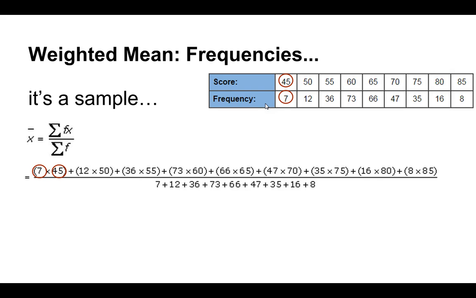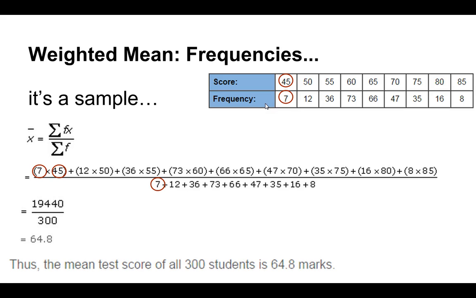We add all of those multiplications up, and then you also have to remember that you're dividing by the sum of the frequencies. So in this case, our first frequency was 7. It goes on the denominator, and then we're also going to add all the other frequencies together. In the end, we end up with our weighted mean. In this case, it's 64.8.